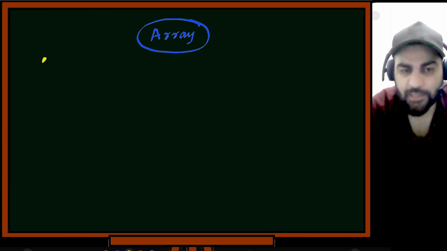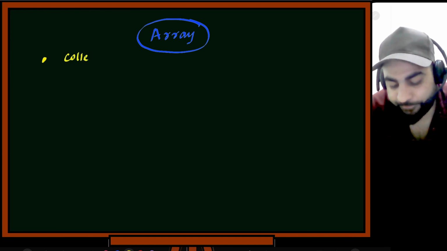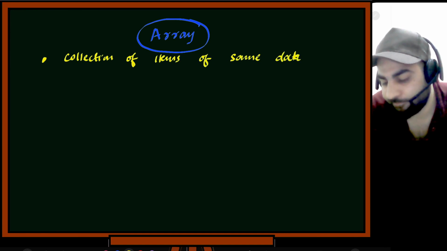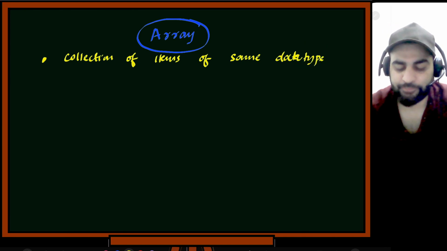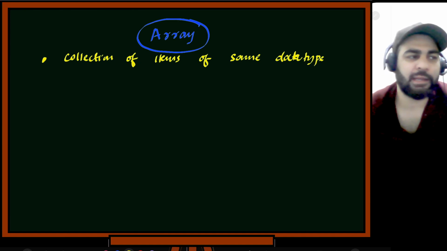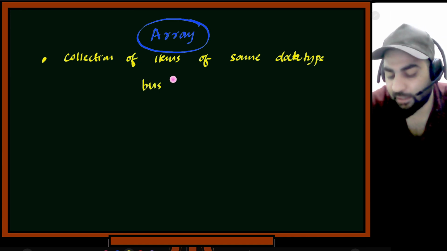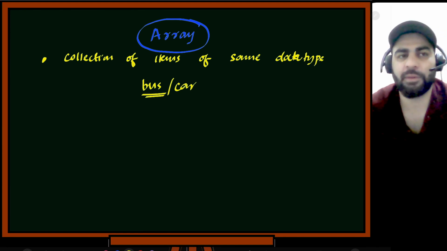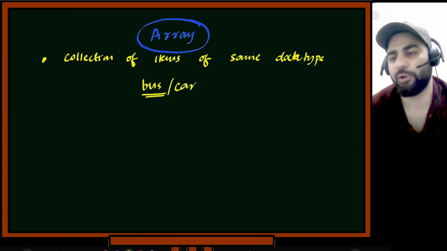The first thing is that arrays are a collection of items of the same data type. Now you know what a data type is: it's the type of data that we'll be using. Let me give you a physical example. Let's suppose you have a bus or a car. In a bus or a car, you specifically say, for example, this bus is only for humans to ride. You don't allow pet animals or something like that.